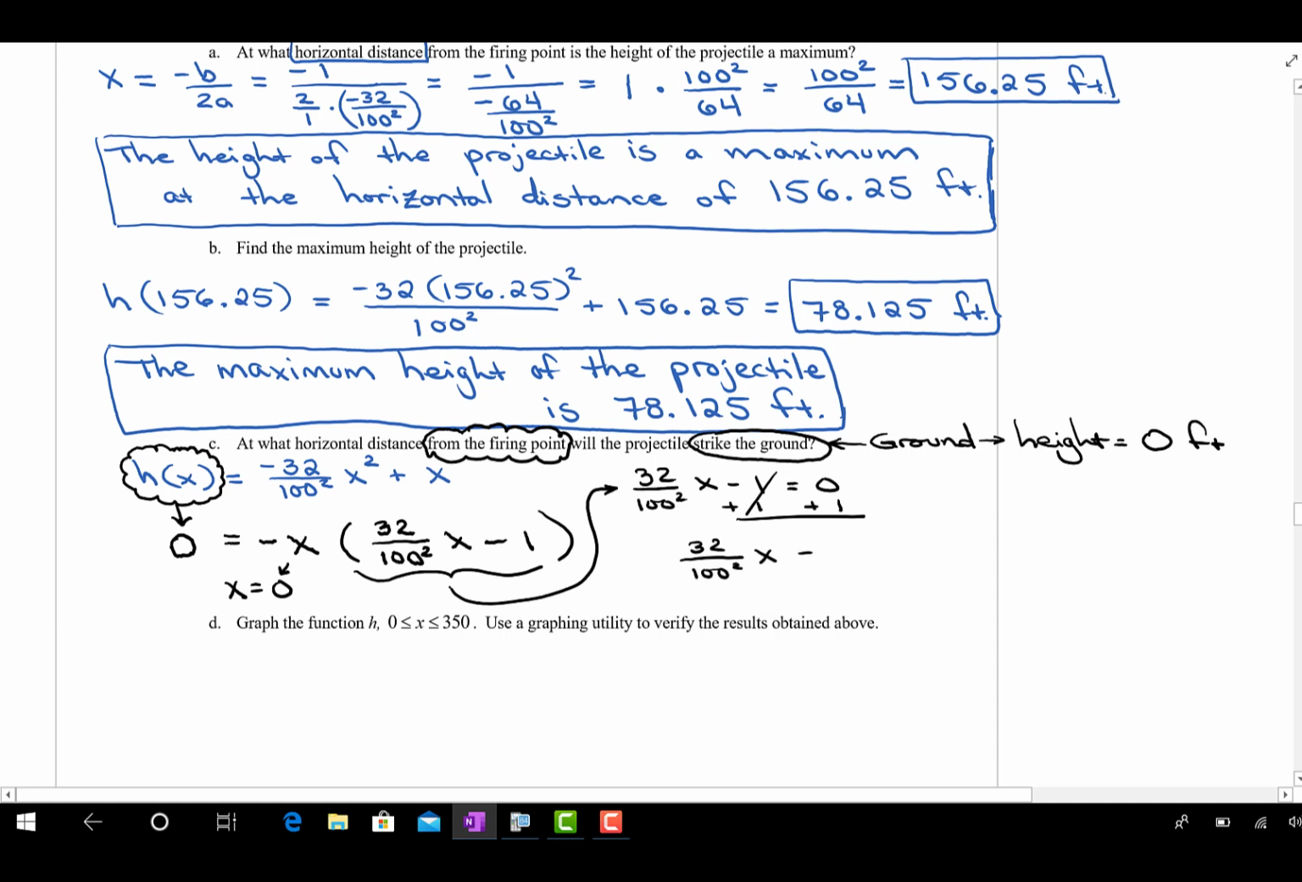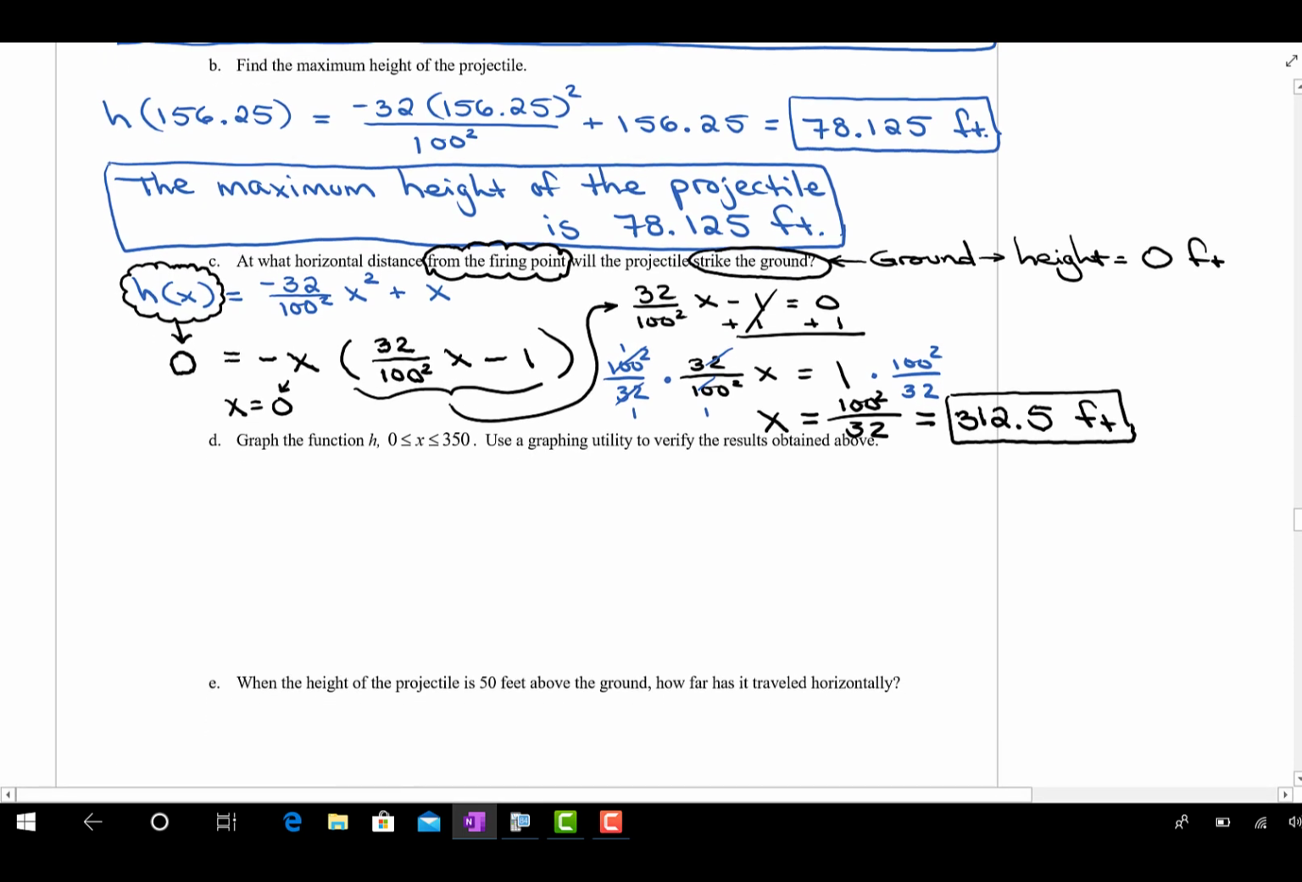So if I take the second factor, set equal to 0, this is going to give me the one answer that I really want. So this will give me x is equal to 100 squared over 32. And if I were to put that into my calculator and evaluate that, I would end up with 312.5. So this is the horizontal distance from the firing point when the projectile will strike the ground, 312.5 feet.